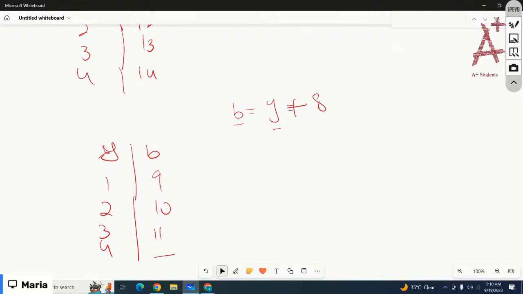How do you calculate the missing value? Just replace the y with 4. So 4 plus 8 equals 12. That means the missing value is 12, right? Very good.